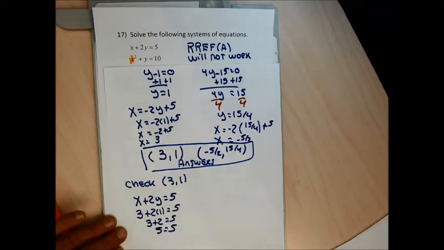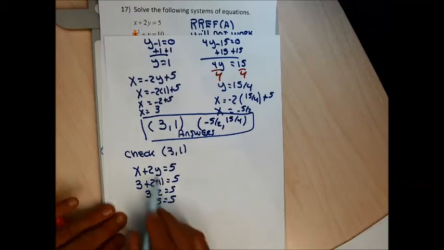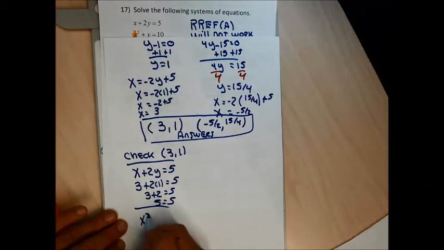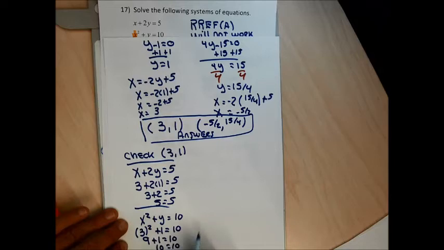That works just fine. The second thing I need to do is check it into the bottom equation, x squared plus y equal to 10. That's going to be 3 squared plus 1 equal to 10. This would be 9 plus 1 equal to 10, which is 10 equal to 10. So (3, 1) is definitely a solution because it makes both equations work.